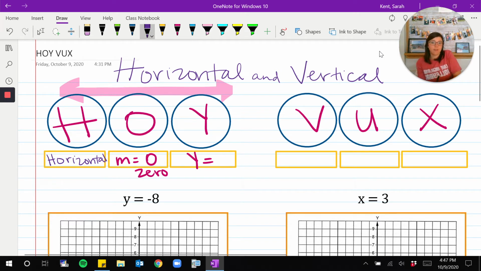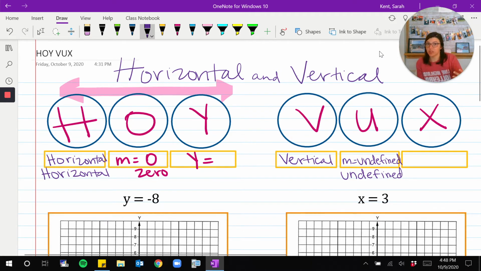And then our other word that we have is vux. So if H is horizontal, then V would be vertical. So our vertical lines, these are our lines that go up and down. So our slope for a vertical line is undefined. Undefined means we cannot give it a slope. It's not no slope, but it's undefined.